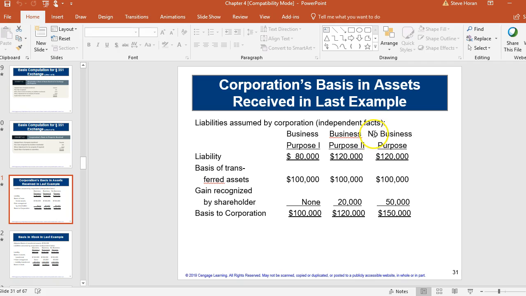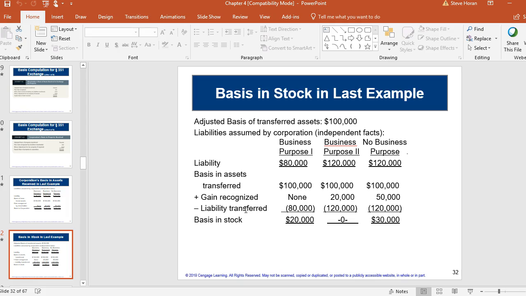Liabilities assumed by the corporation, independent facts, the 3 different liabilities, or the 3 different purposes, the basis of transferred assets, the gain recognized, and the basis to the corporation. And then it says here what our basis will be. We've got the basis of assets transferred, the gain recognized, the liability transferred, and the basis of the stock, what that would be then.